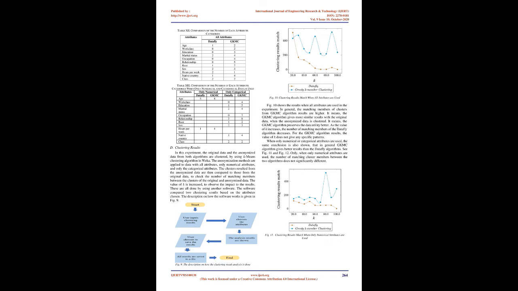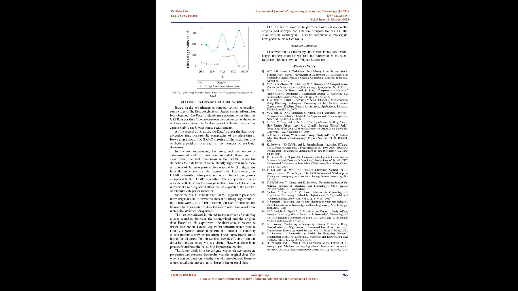Fig 10 shows the results when all attributes are used in the experiment. In general, the matching members of clusters from GKMC algorithm results are higher. It means, the GKMC algorithm gives more similar results with the original data, when the anonymized data is clustered. It means, the GKMC algorithm preserves the data utility better.